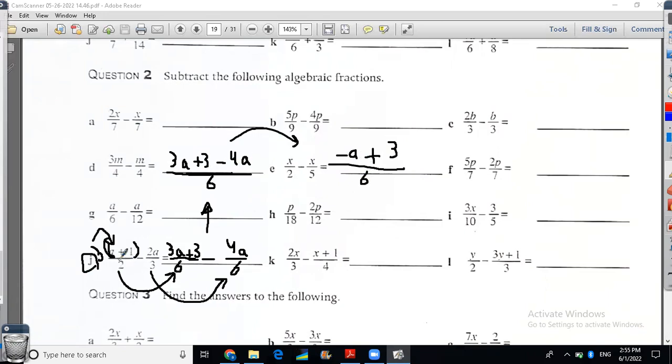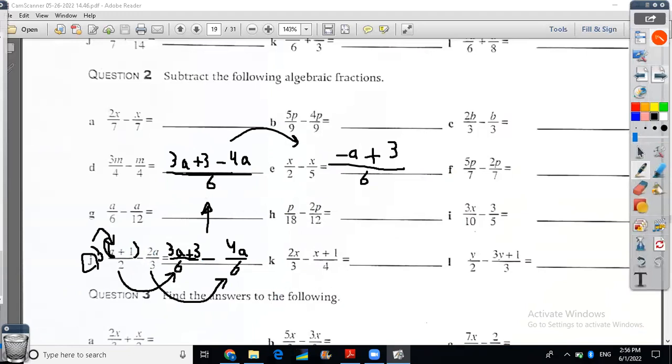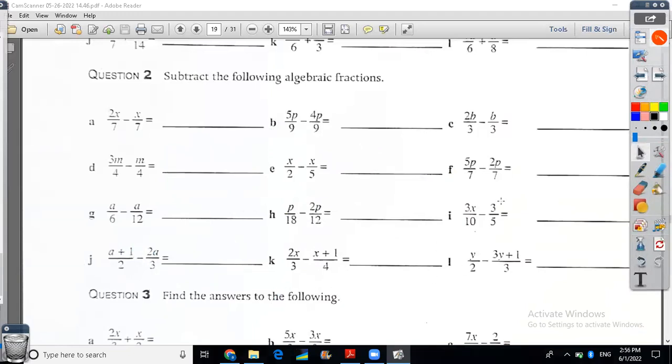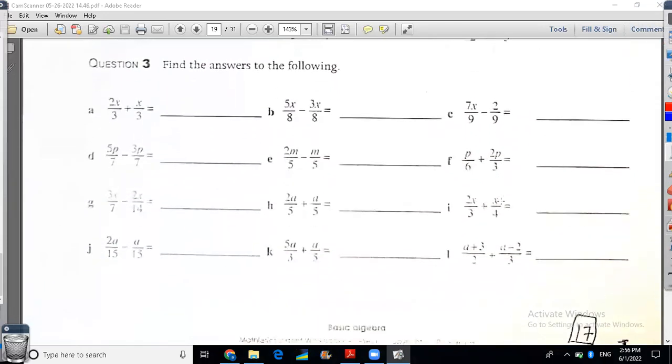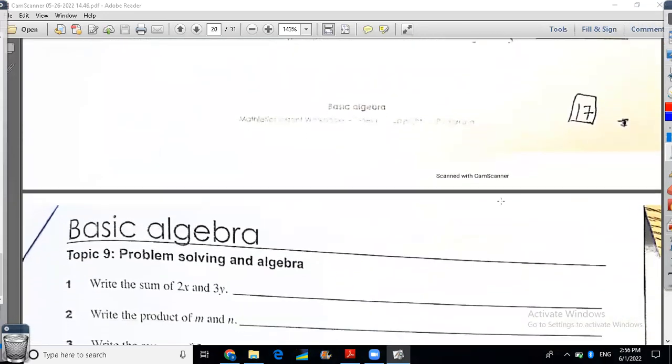So going back to the original question, a plus 1 over 2 minus 2a over 3 is negative a plus 3 over 6. Sorry again for answering this question in different parts of the page. And so on with the rest of the questions. Here, everything is the same.